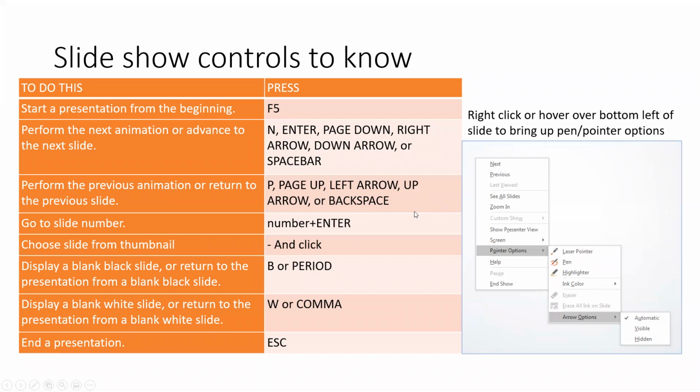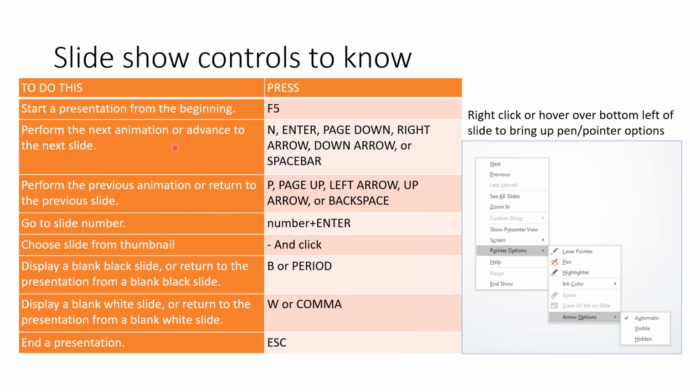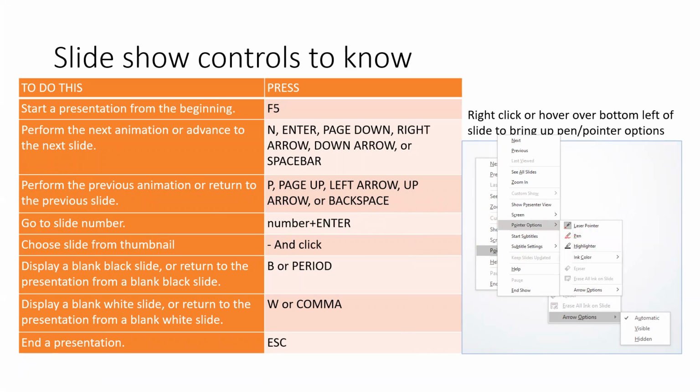A couple other things, I'm going to go back. You can right click and you'll see some pointer options. You can give yourself a laser pointer without having to actually have a laser pointer. You can have a couple of pens so you can draw on there. You can change the ink color, have a highlighter. So a few things here, and then some of those other options are here.